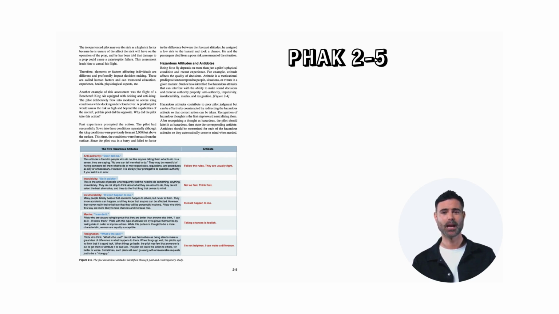Therefore, elements or factors affecting individuals are different and profoundly impact decision-making. These are called human factors and can transcend education, experience, health, physiological aspects, etc. Another example of risk assessment was the flight of a Beechcraft King Air equipped with de-icing and anti-icing. The pilot deliberately flew into moderate to severe icing conditions while ducking under cloud cover. A prudent pilot would assess the risk as high and beyond the capabilities of the aircraft, yet this pilot did the opposite.